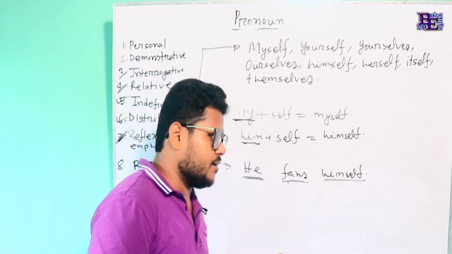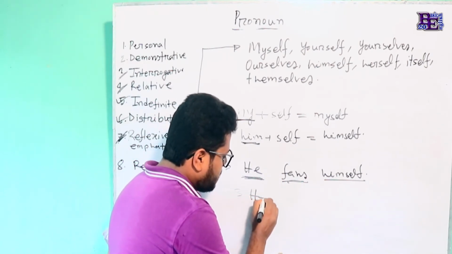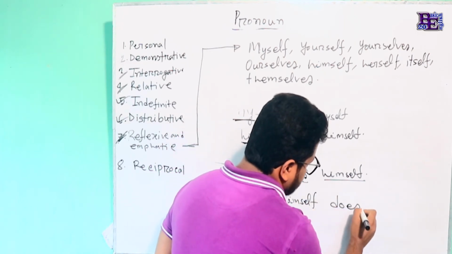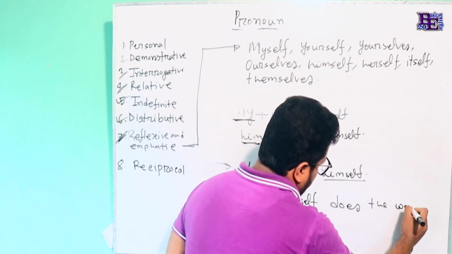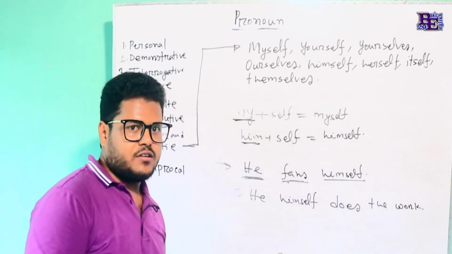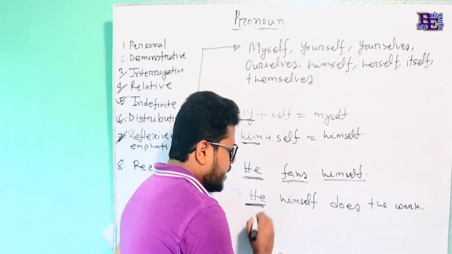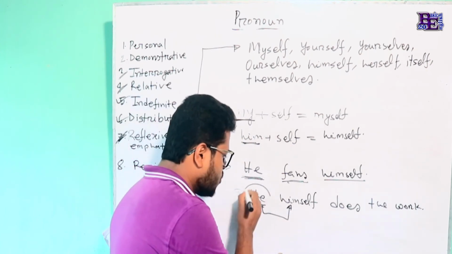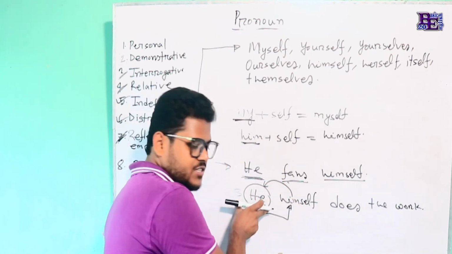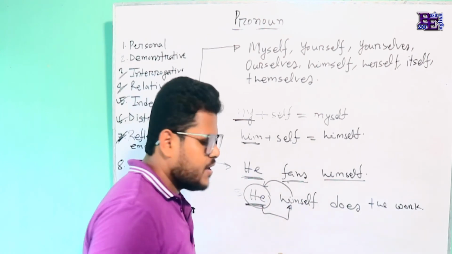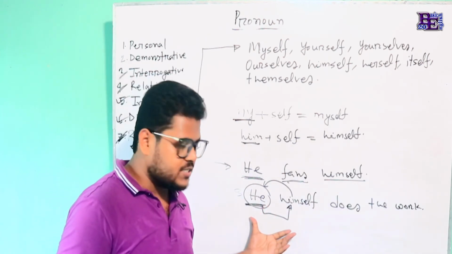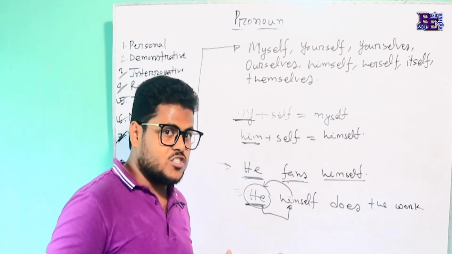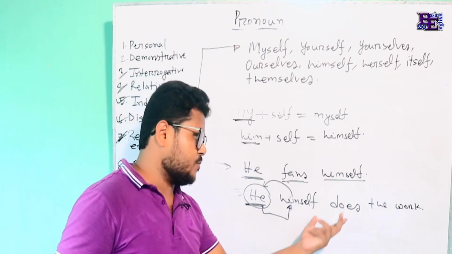Let's get an example here. He himself does the work. Okay, so here you can see, here he is the pronoun, and immediately after the pronoun we have used another pronoun to put emphasis on himself. That is, it is putting emphasis on it. That's why it has become the emphatic pronoun. So the meaning of the sentence is that it is he who does the work. Okay, that means we are sure, we are just blaming that person for doing that type of activity.